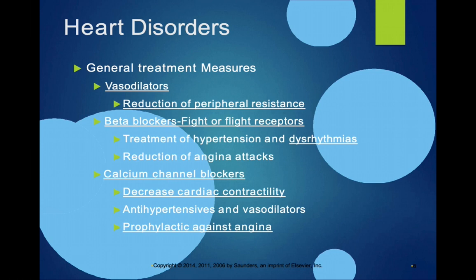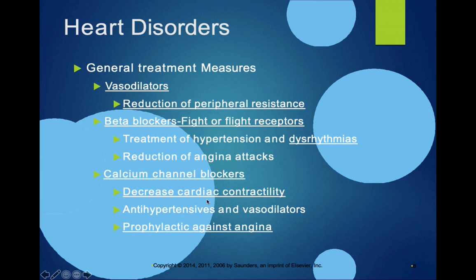Calcium channel blockers. Calcium makes muscles contract pretty hard. So if you take a calcium channel blocker, I can tell you that magnesium is like a natural calcium channel blocker. It decreases the cardiac contractility. What else? Antihypertensive and vasodilators are also other medications that are helpful. And they tend to be prophylactic against angina, kind of like preventative measures.